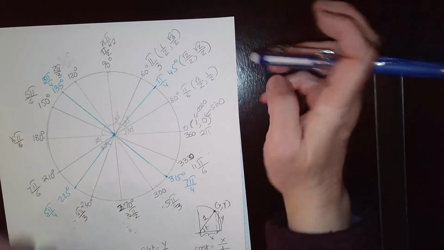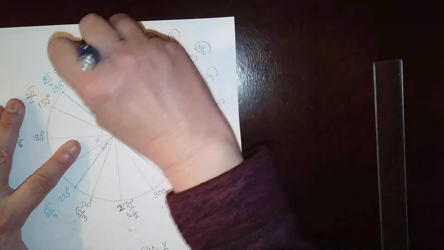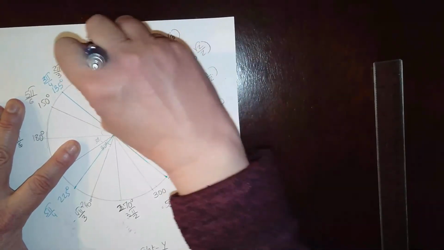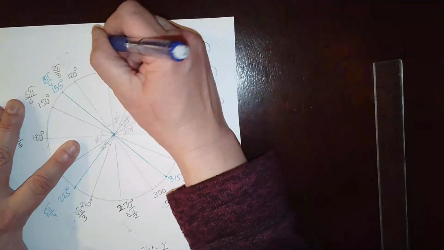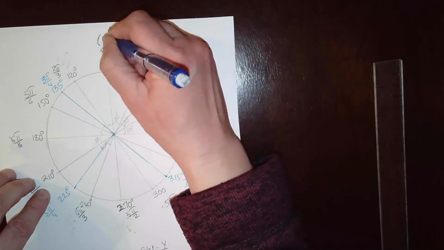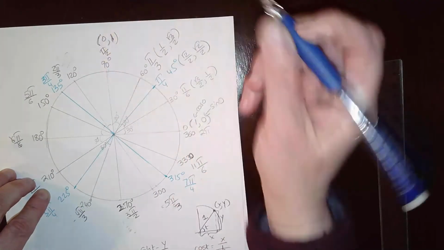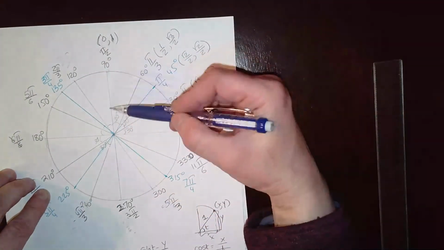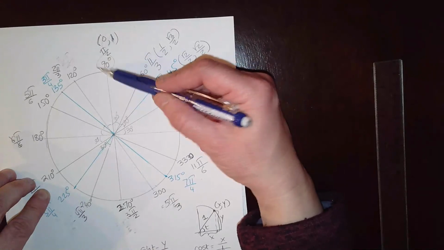And last one right here, pi over 2, what's that point? Well, x is 0 and y is 1. Now recall the first one is cosine. So cosine 90 degrees is 0.